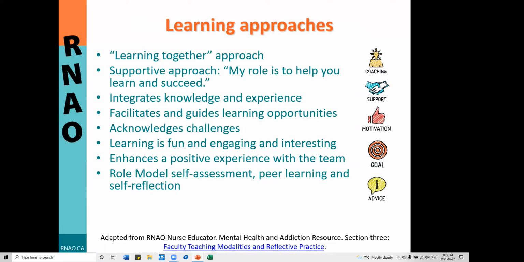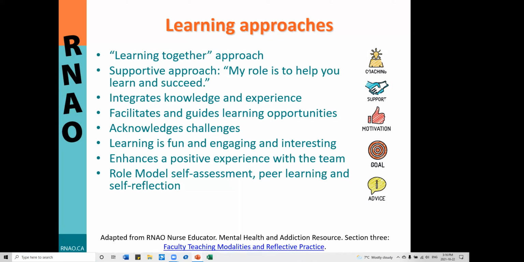Acknowledge challenges. There is no such thing as the perfect shift. Situations may arise that are sudden and unpredictable, such as a sudden change in resident condition, uncomfortable encounters with residents or families, or conflict amongst the team. It is important to debrief when situations like this occur and address the situations head on and talk about what went well and what could have been done better. This is an important part of role modeling self reflection.